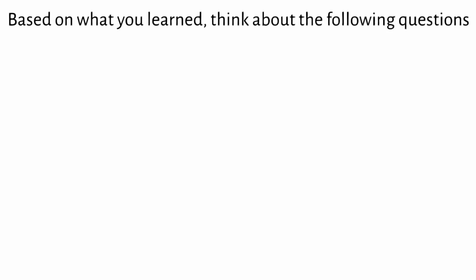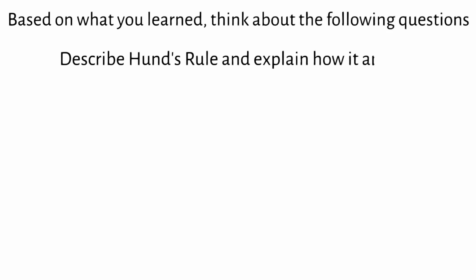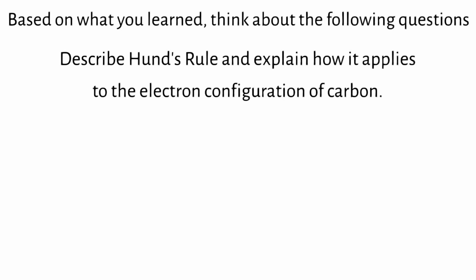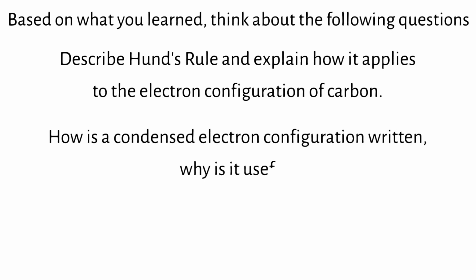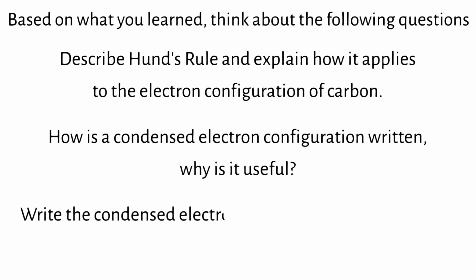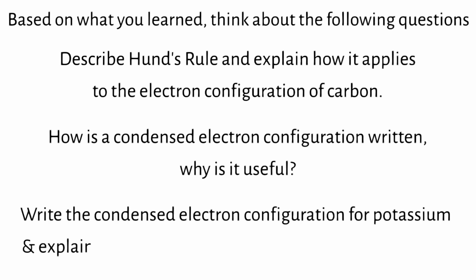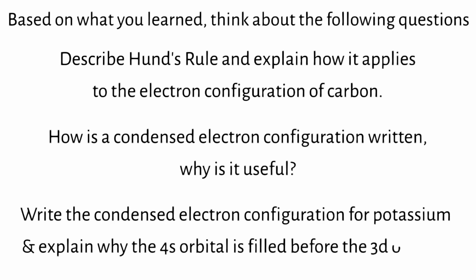Based on what you learned, think about the following question. Describe Hund's rule and explain how it applies to the electron configuration of carbon. How is a condensed electron configuration written, and why is it useful? Write the condensed electron configuration for potassium and explain why the 4s orbital is filled before the 3d orbitals.